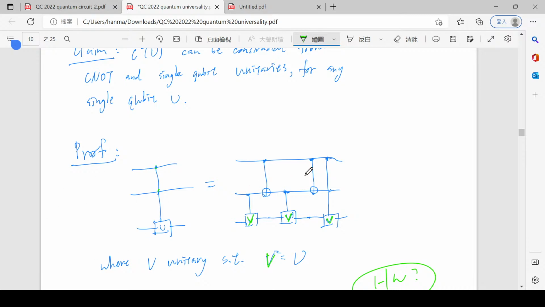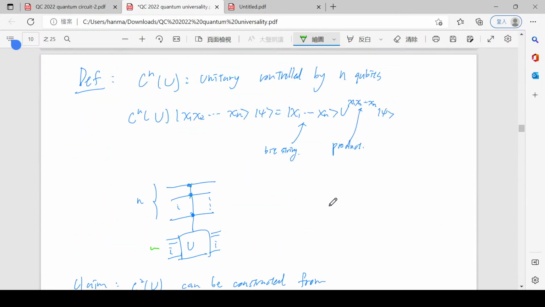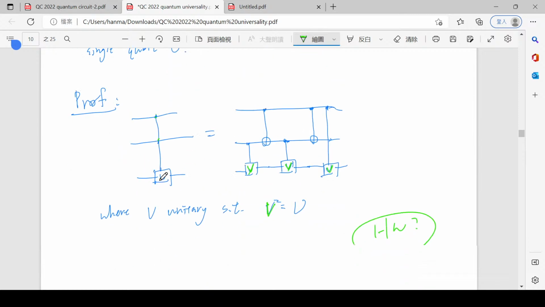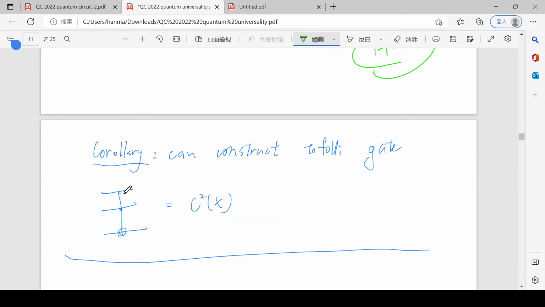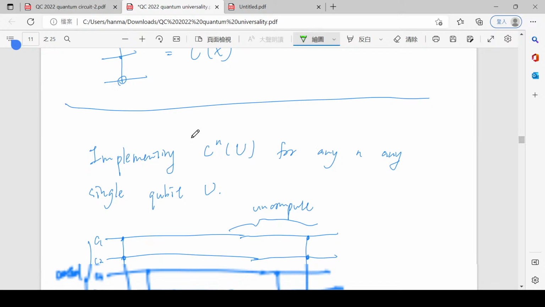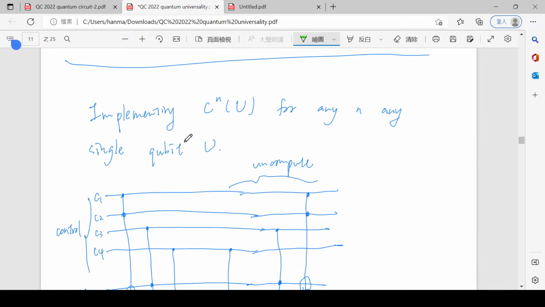Anyway, so that's Control U. And okay, so the counting goes from 1 to 2, then, oh, sorry. Then we can do Control U, and then obviously we can do Control X, right? Because the X gate is a single qubit unitary gate. And Control X is the famous Toffoli gate. So that's pretty useful. We can do the Toffoli gate. Okay, so next we are going to say that we can control any Control U. So controlling any n-qubit U is also possible.